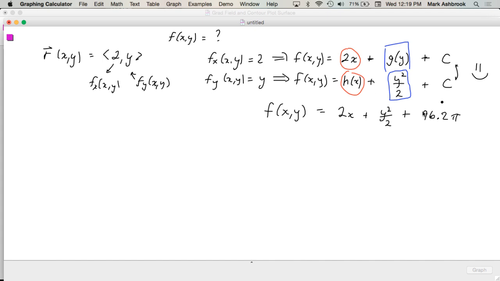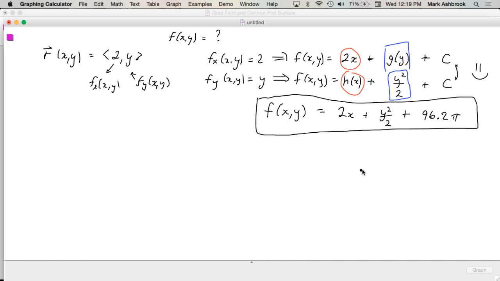So any constant will work, but you have to have a 2x, and you have to have a y squared over 2. And then, yeah, that's it. It can be any constant. Any constant will have this as its gradient field. Okay, so now what about example 2?